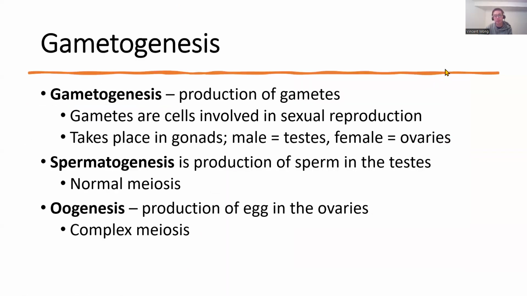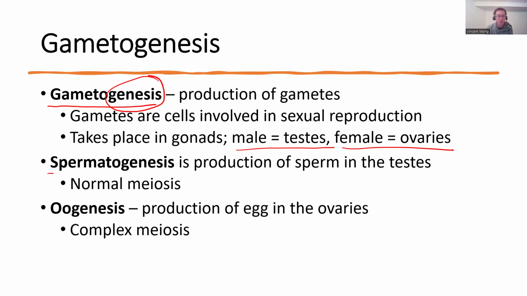Now let's talk more specifically about what happens in male and female. So meiosis, since we are producing gametes, is also called gametogenesis. Genesis is the creation, right? So gametogenesis is the creation of gametes, of sperm and egg. In male, it takes place in the testis, or testes for plural. In females, it happens in the ovaries.